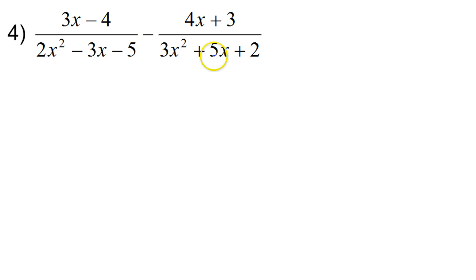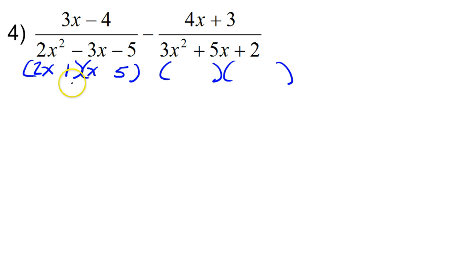Okay, these denominators are different, so we'll have to be careful about that. Let's go ahead and factor these so we can see what we are dealing with. So let's see, 2x squared. That can only factor as 2x and x. 5 can only factor as 1 times 5. Now, inner plus outer must equal middle. Right now, inner I have 1x, outer I have 10x. I can make the signs be whatever I want, but there's no way to get a negative 3 out of it.